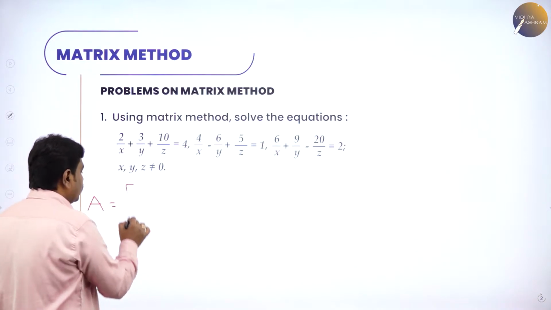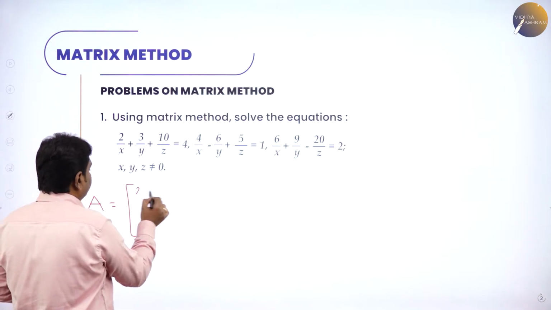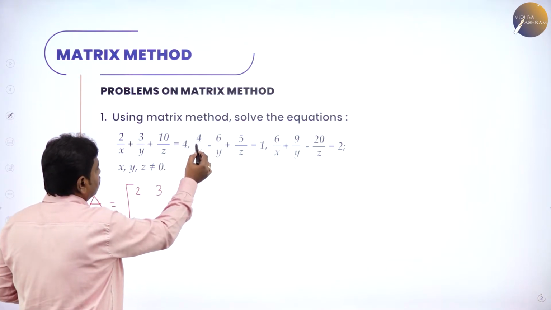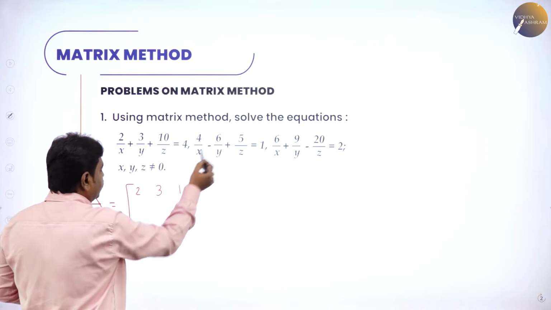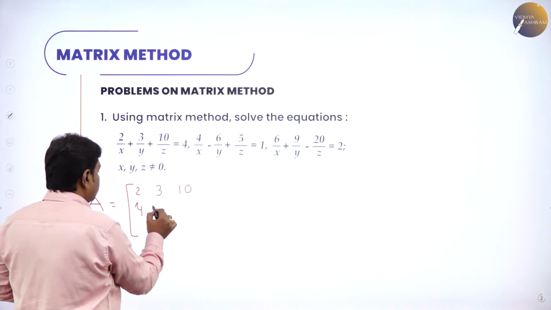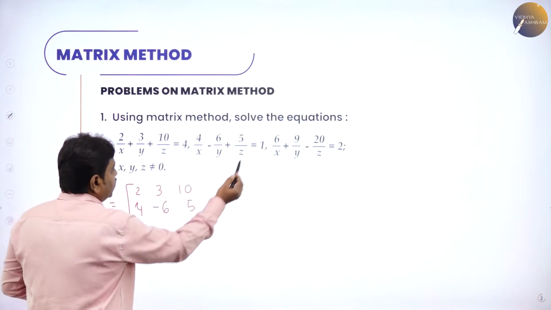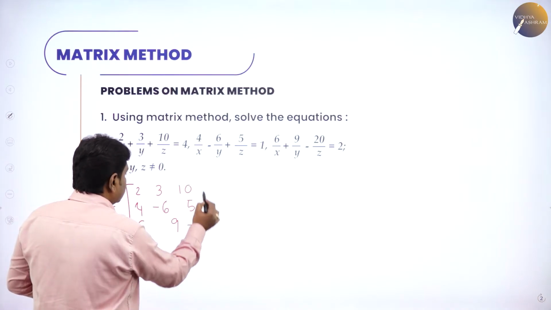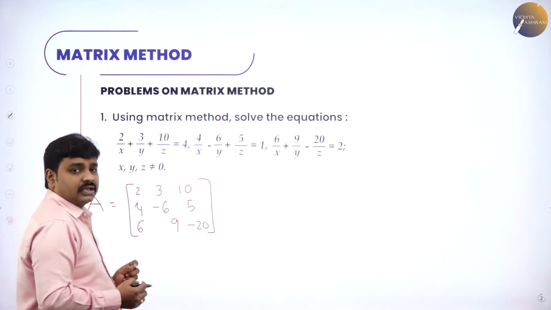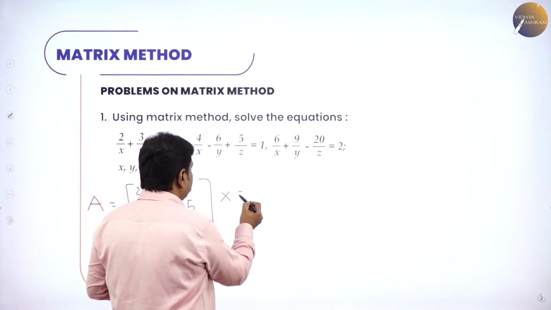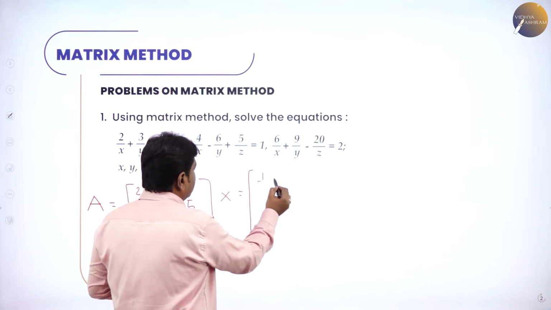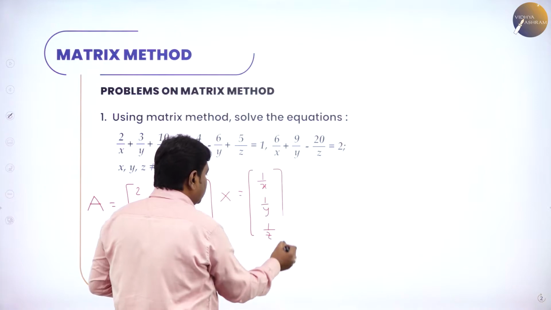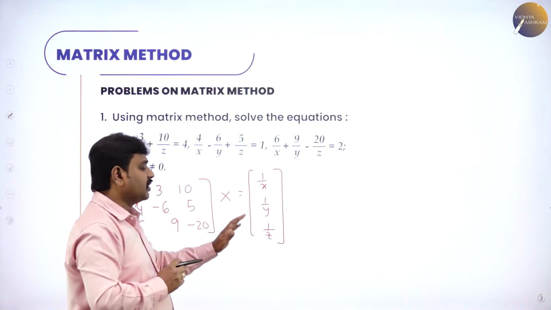What is a coefficient matrix? So what are the coefficients of 1 by x? 2. Here we have 3, 10. What are the coefficients of 1 by x, 1 by y, 1 by z in the second equation? 4, minus 6, 5. Third equation 6, 9, minus 20. Now A we got, and the variable matrix X, we consider X as 1 by x, 1 by y, 1 by z. This is the small difference when you compare. This is the only change we are making.